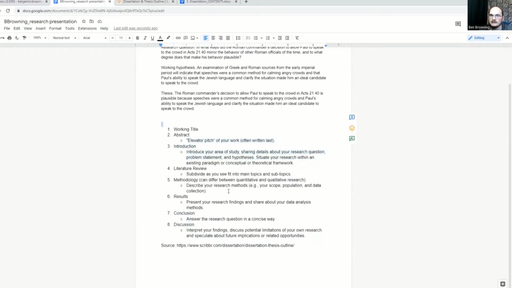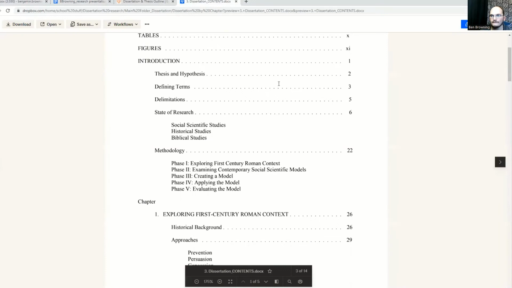So an approach is to take, instead of doing all of these different parts, another approach is to combine those. So let me show you how this will look on an actual thesis or dissertation. I'm going to pull up my dissertation. So this is my dissertation.